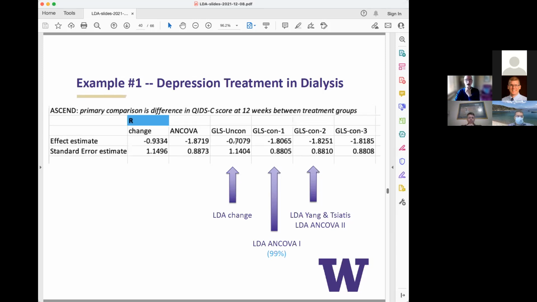Had we done the unconstrained longitudinal analysis, again, we would have lost enormous efficiency. Standard error 1.14 as opposed to 0.88, which ANCOVA or this constrained longitudinal analysis would have given us. Had we done more sophisticated things in our example, it didn't much matter.